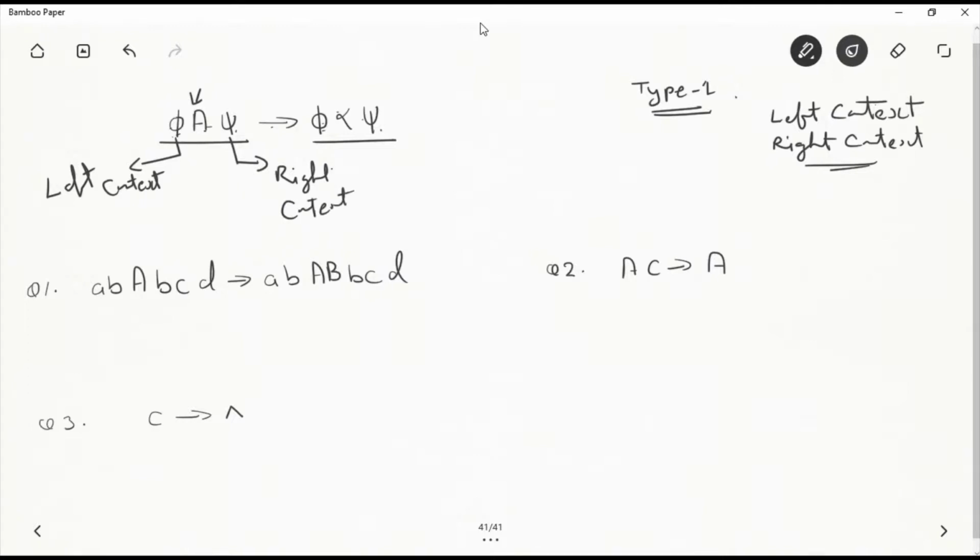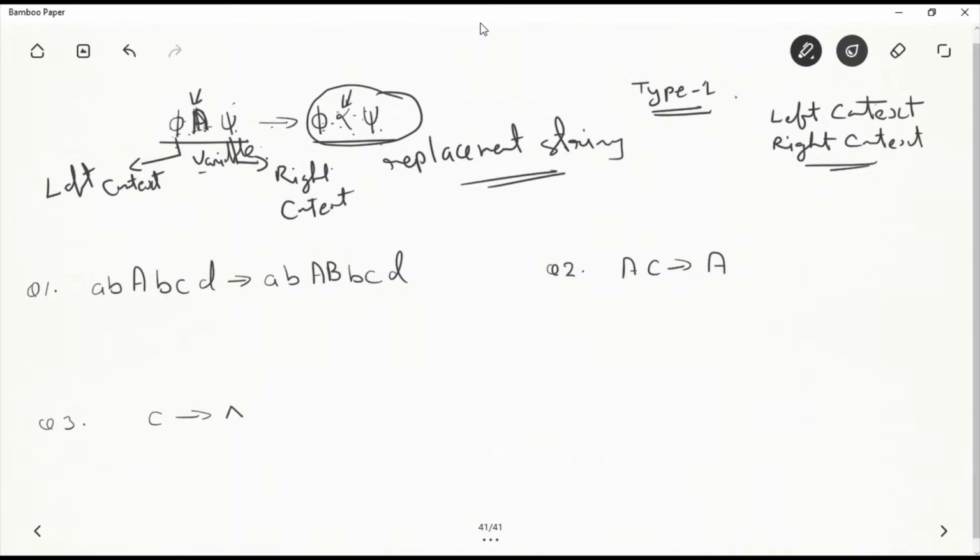A is the variable, a non-terminal, and alpha replaces it using a certain production rule, that is this production rule. So alpha is the change of this A. This entire thing, phi alpha psi, is called the replacement string.